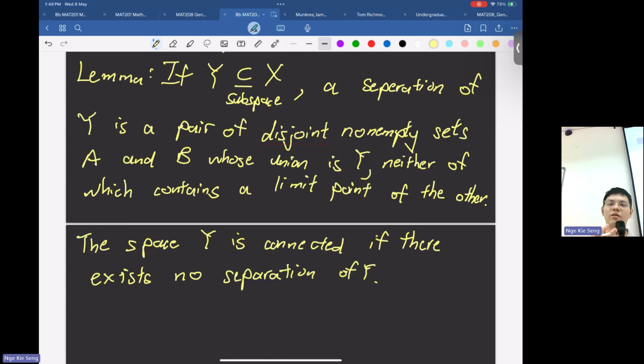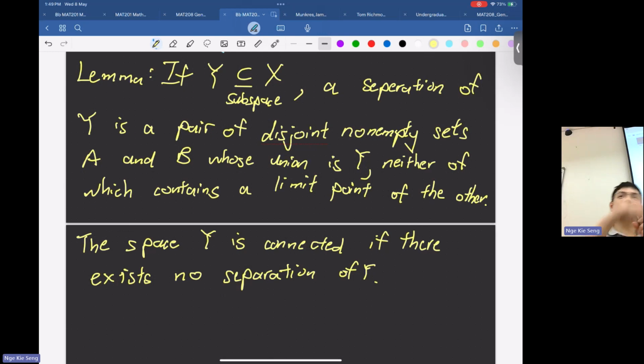Just now we talked about separation using open sets, right? But here, try to link to limit points. These two disjoint sets whose union is Y, neither of them contains a limit point of the other. Here it doesn't mention open anymore, but it mentions limit points. So how to turn the open condition into this limit point condition? That's the idea of this lemma. So this is a criterion to check whether a space is connected or not. We will continue to prove this and then give examples tomorrow. So try and think about how to go from open sets to this limit point stuff.